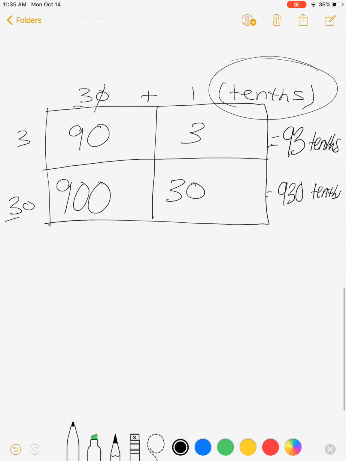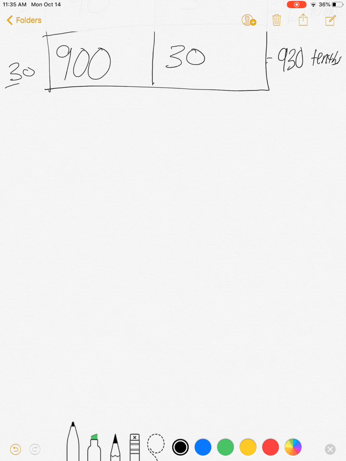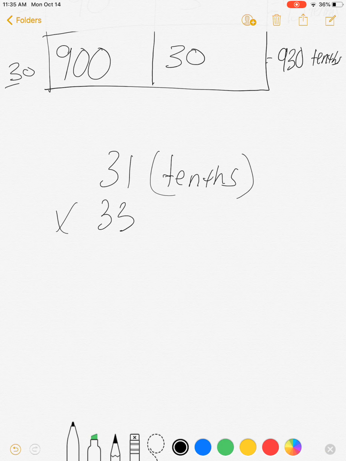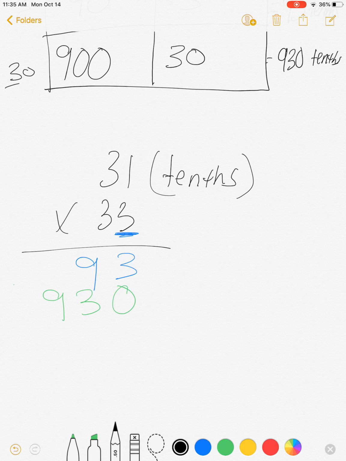Now standard algorithm. 31 tenths. We're taking the decimal out. Times 33. Multiply the ones place first. Drop the 0 to go to the tens. Add the two partial products together.